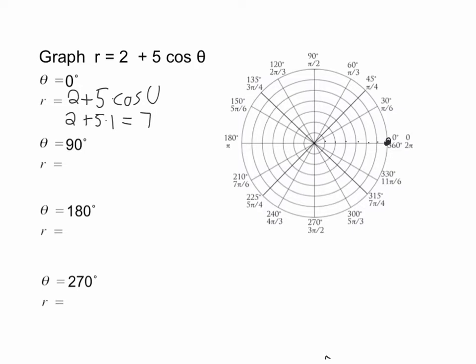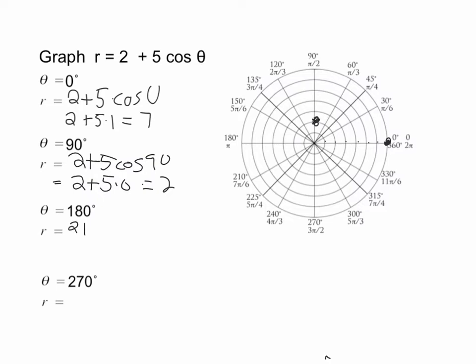When I plug in 90, I will have 2 plus 5 cosine 90. But the cosine of 90 is 0, and 5 times 0 is nothing. 2 plus 0 gives me 2. So when I'm facing up, I'm only going 2, 1, 2 spaces away for that second dot.